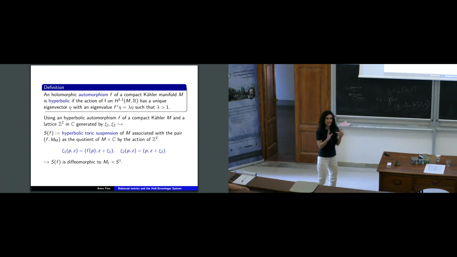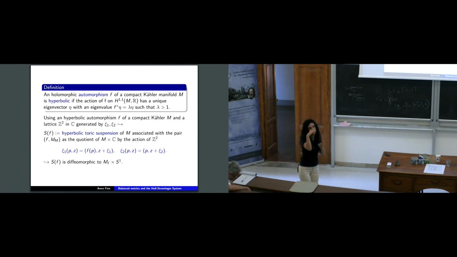Okay, so let's look at whether that construction belongs to a general picture. Let's start with a compact Kähler manifold, and take an automorphism that preserves the complex structure, so it's a holomorphic automorphism. We'll say that it's hyperbolic if the action on the real cohomology of type (1,1) has a unique eigenvector with eigenvalue bigger than 1.